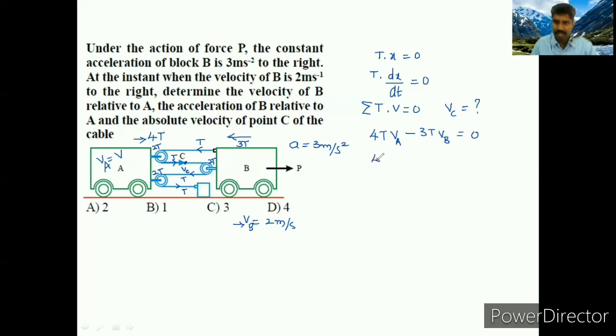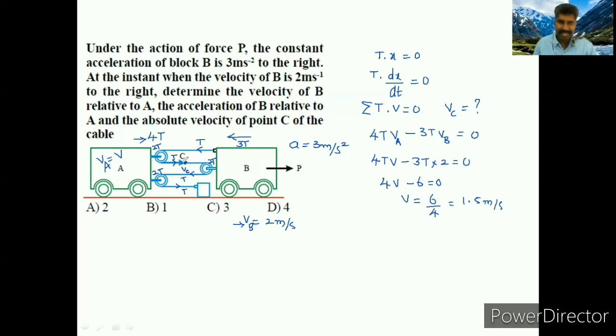Now 4T with VA, which we took as V, so I write V, minus 3T with VB value 2, is equal to 0. So we get 4V minus 6 is equal to 0, T common. So V is equal to 6 by 4. We get 1.5 meter per second; that is the velocity of A.